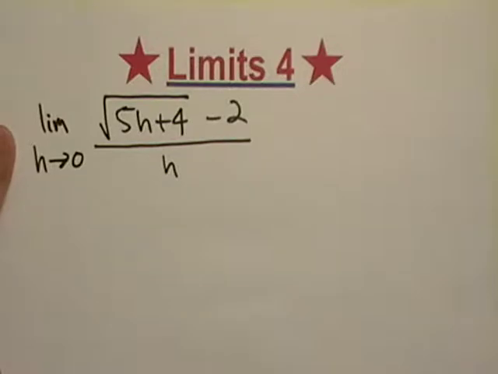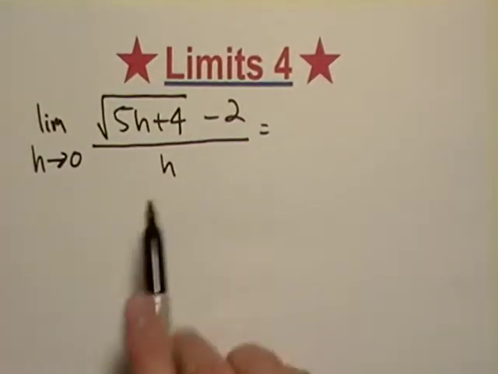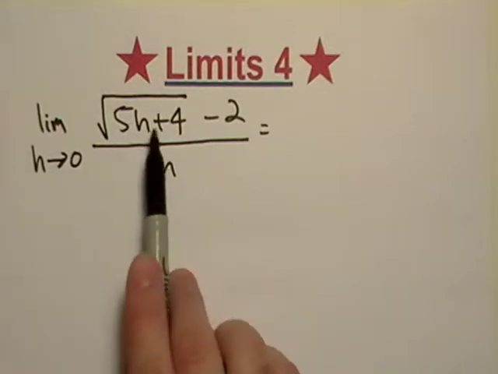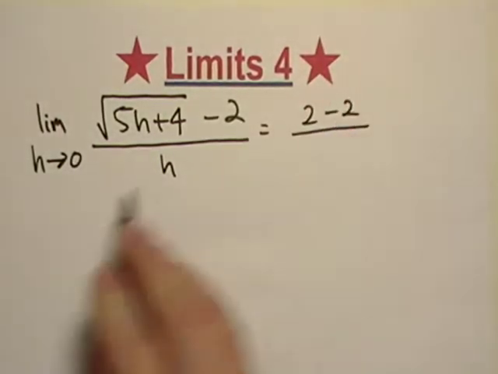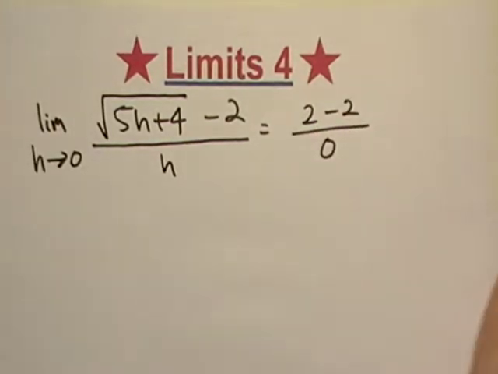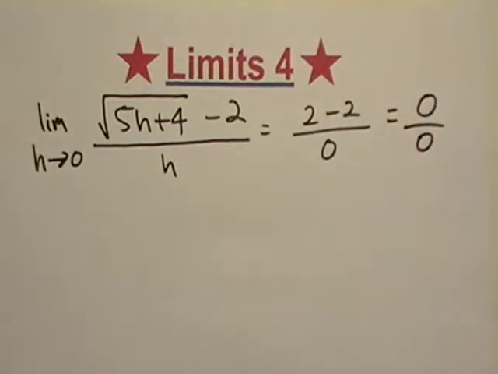the limits. Okay, so as always, let's just start out with the substitution method. Okay, we plug 0 in. What do we get? We get square root of 4 minus 2, so that's 2 minus 2, and h goes to 0. Okay, so we got 0 over 0. All right, we need to do some things.